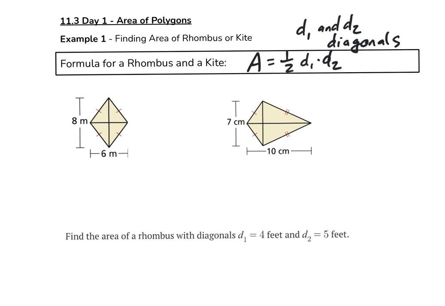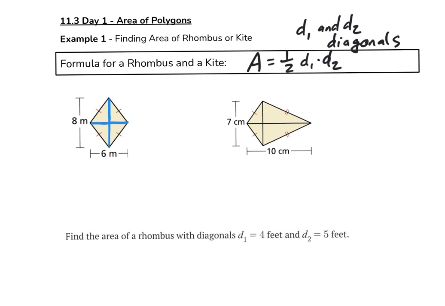When we find the area of a triangle, we're going to do base times height divided by 2. When I find the area of a rectangle, I take base times height or length times width. When I do a rhombus or a kite, I'm using the diagonals to find the area. So the diagonals are the length across the inside.